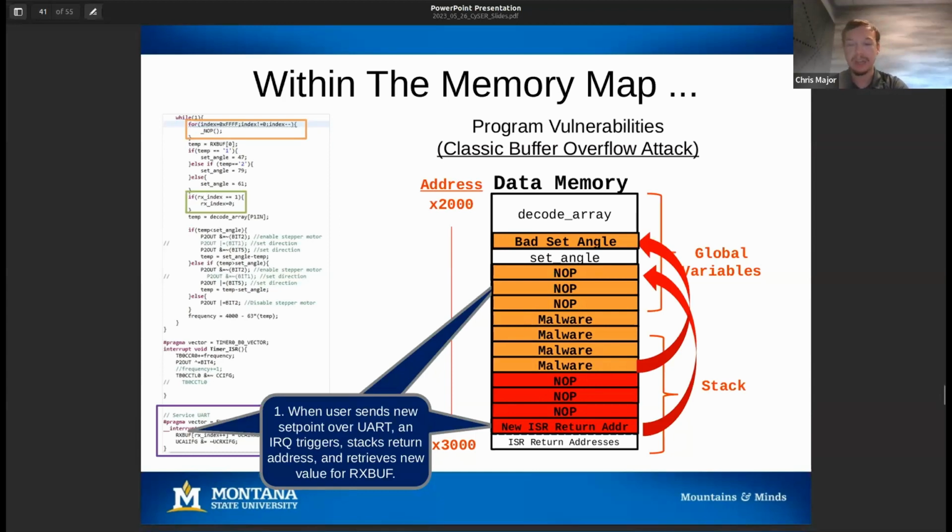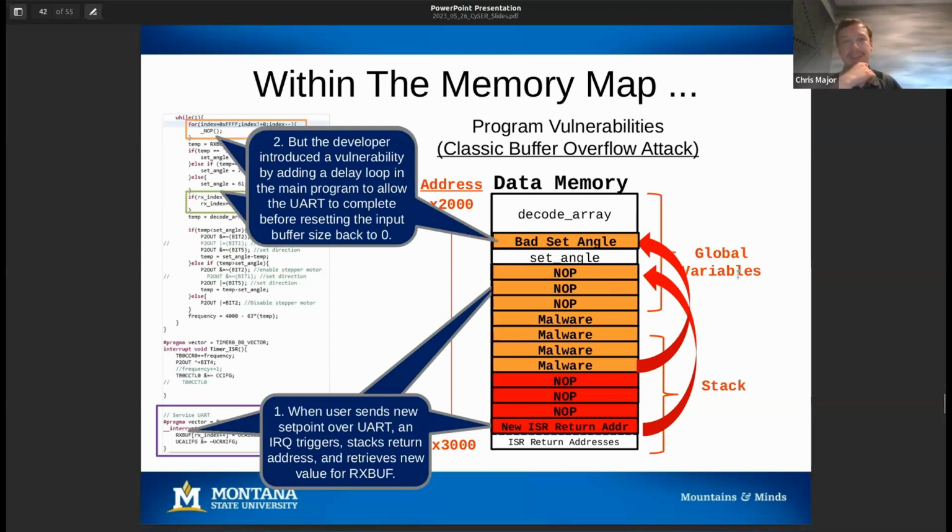Add some more NOP sleds just to clear out anything that could be important in your data memory. And then by the time you've gotten to where you expect the ISR to be, because keep in mind, you know what this architecture looks like, you can now put in a new instruction return address. And if this new instruction return address goes back into your NOP sled, you will perpetually keep the system in your little bit of malware forever.